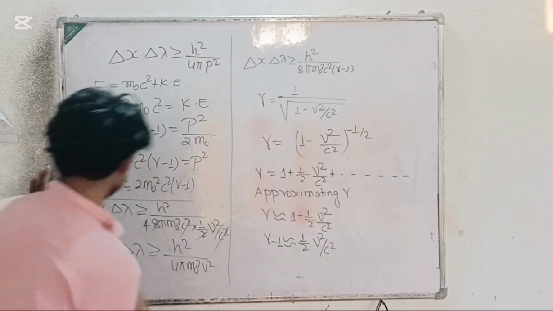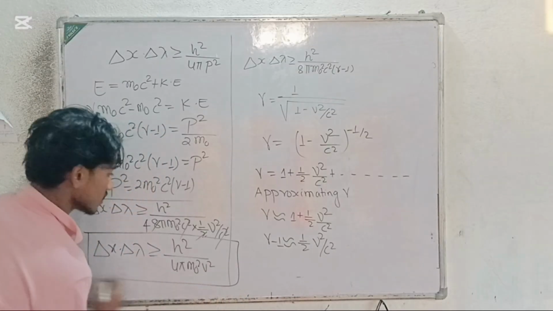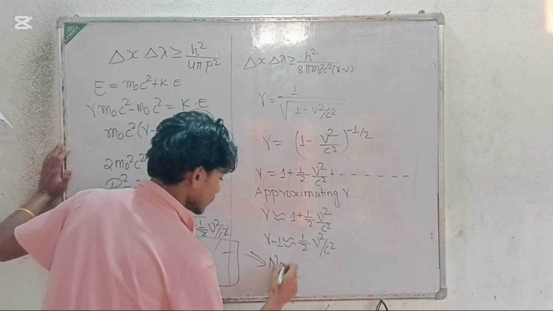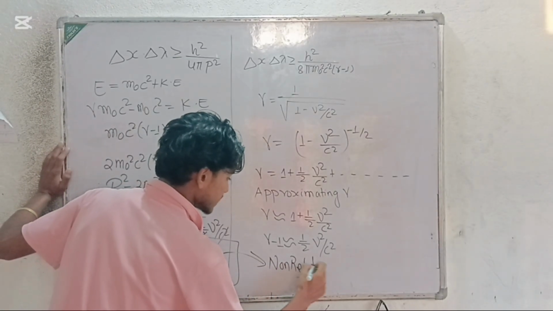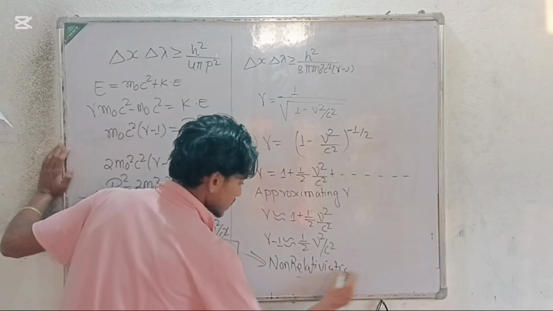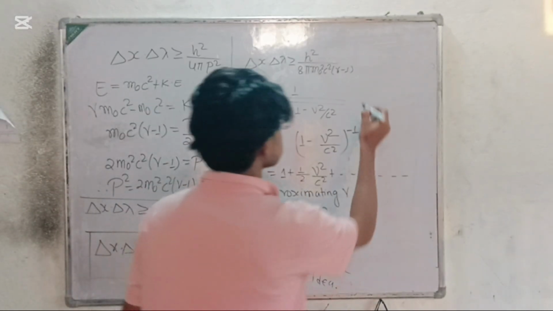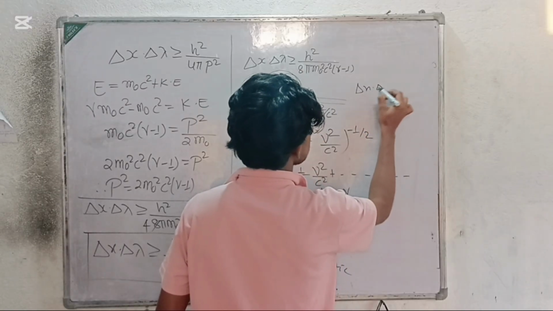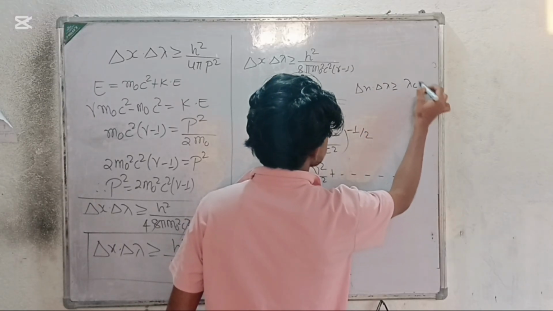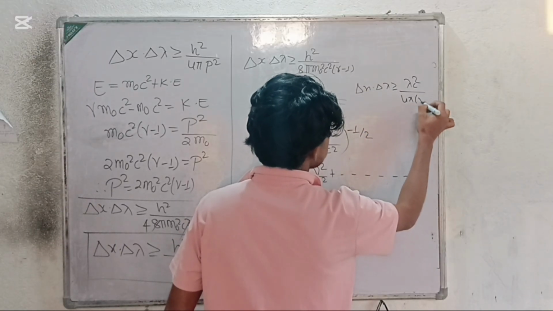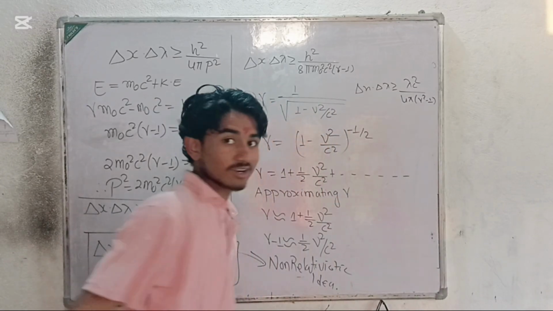So up to here, this is again the same non-relativistic idea. So this is our relativistic idea: delta x into delta lambda is greater or equal to lambda c squared upon 4 pi times gamma squared minus 1.